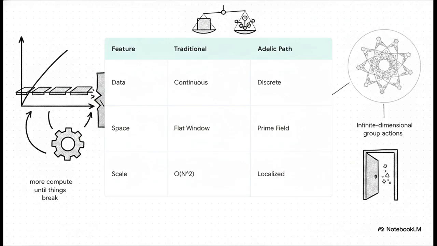But the Adelic path completely reimagines how we represent data. It uses what's called a telescoping prime field product. Think of it kind of like looking through a telescope that splits one incredibly overwhelming image into several distinct, manageable layers. This turns retrieval logic from sequential token indexing into infinite dimensional group actions. It localizes the retrieval compactly and entirely sidesteps that quadratic trap.